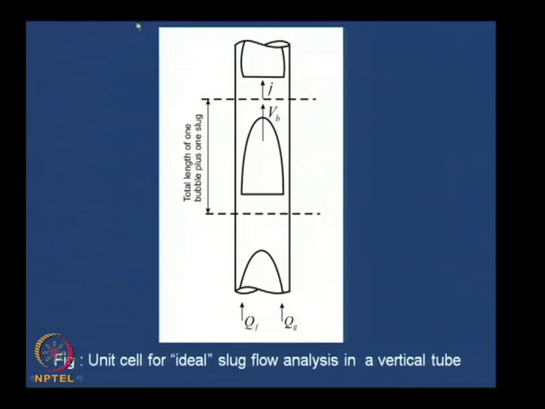We divide the entire slug flow passage into unit cells, just like I have done in this particular slide. We divide the entire flow passage into a large number of unit cells. Each unit cell comprises a Taylor bubble and a part of the liquid slug above it as well as below it. If we can find out the void fraction of this particular unit cell, we can say this is the void fraction of the entire channel, is it not? And once we can find out the void fraction, we can find out the pressure drop and the other hydrodynamic as well as other parameters of slug flow.